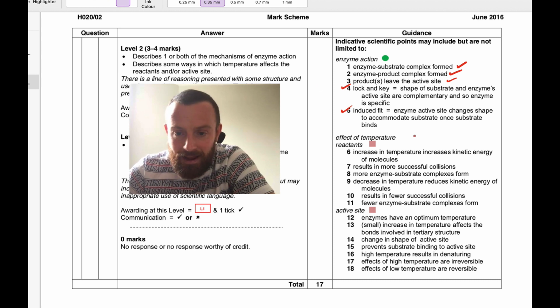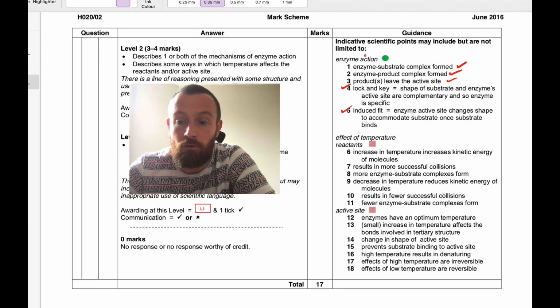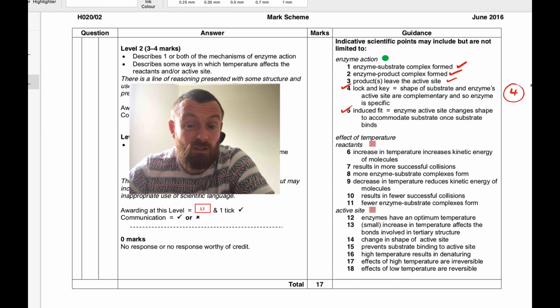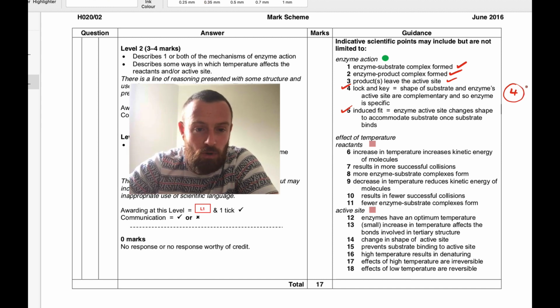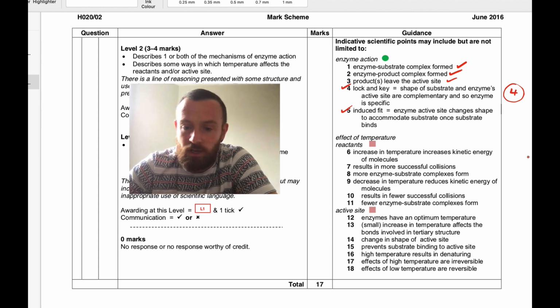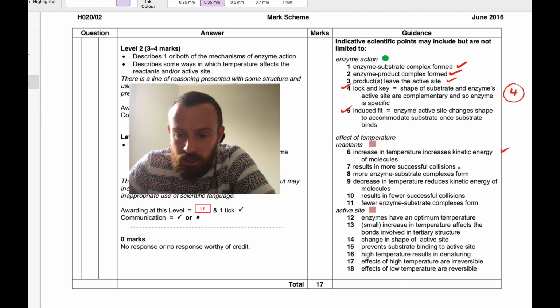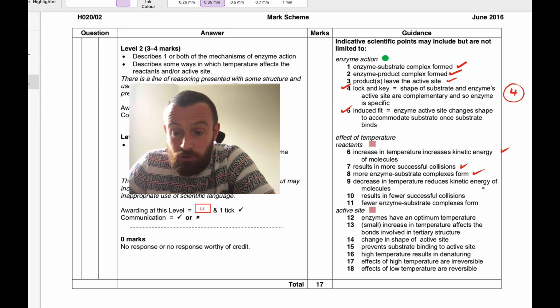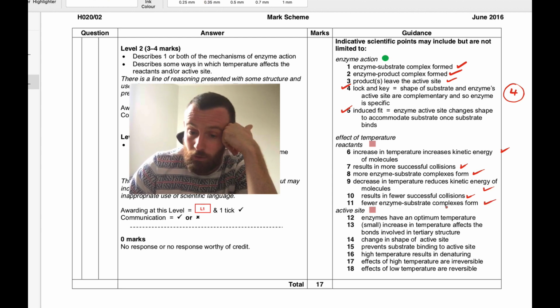I think in the plan we would have got maybe 3 or 4, probably 3, 4, maybe even 5 marks there. Probably didn't say this enzyme. So yeah, I'd say we've got about 4 marks from the plan picked up there. Great. Potential marks. All right, effects of temperature. We talked about kinetic energy. We talked about more successful collisions, enzyme-substrate complexes. We talked about decrease in temperature, reducing kinetic energy, fewer successful collisions, fewer enzyme-substrate complexes. Great, we talked about all those things.